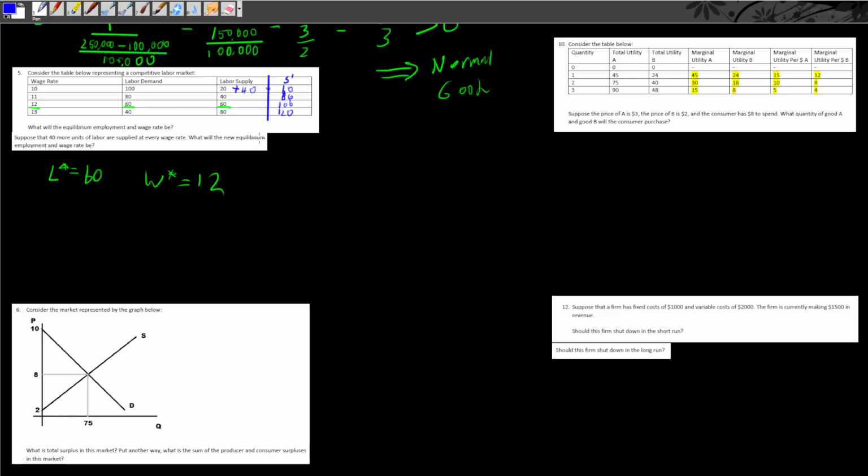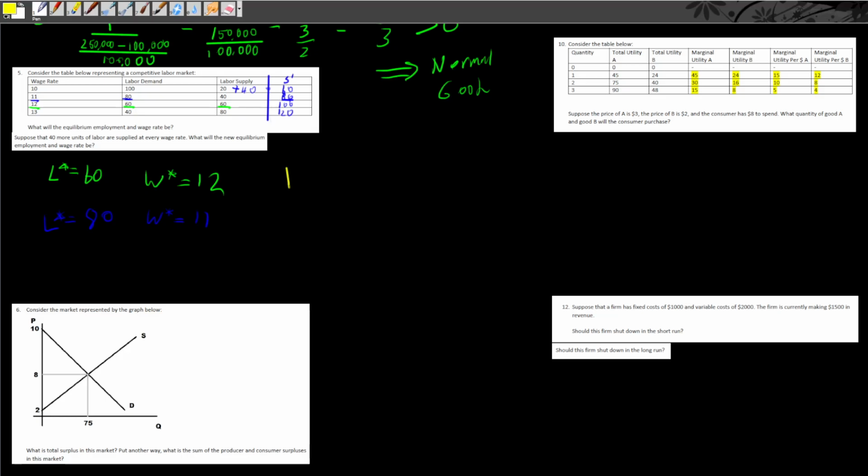All right, so after that takes place, we just have to go look at our original labor demand curve, and we can see that they're equal to one another at 80. And the new wage rate is 11. So your new L star is 80, and your new wage rate is 11.